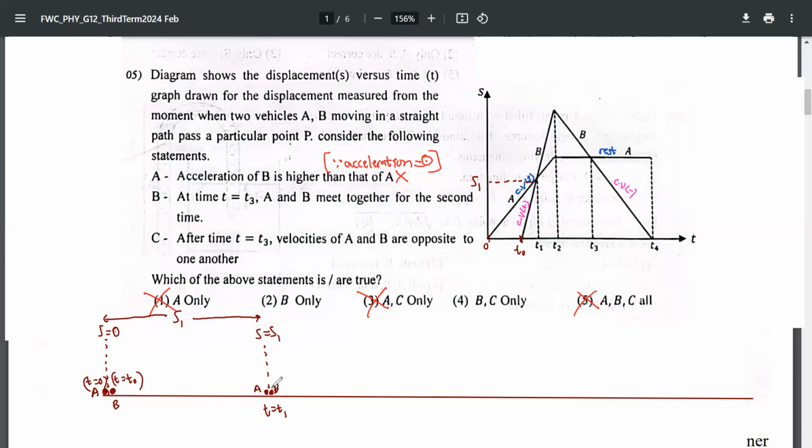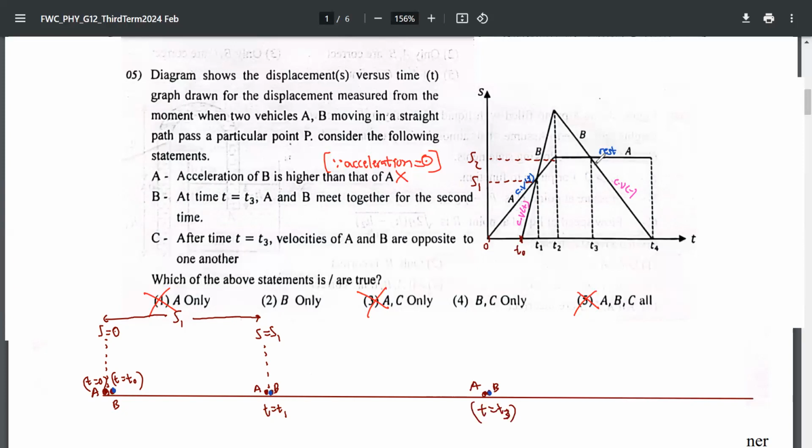And then what is happening? B is overtaking A, and A is going behind, and again they are meeting. When is that? At this point, when time is equal to T3, they are meeting once again, A and B. When time is equal to T4, where are they? Only one person will come back to the initial position. I'll mark B here. This is B in blue color.